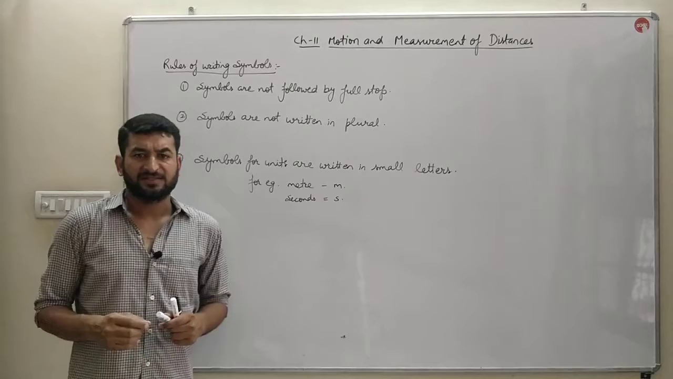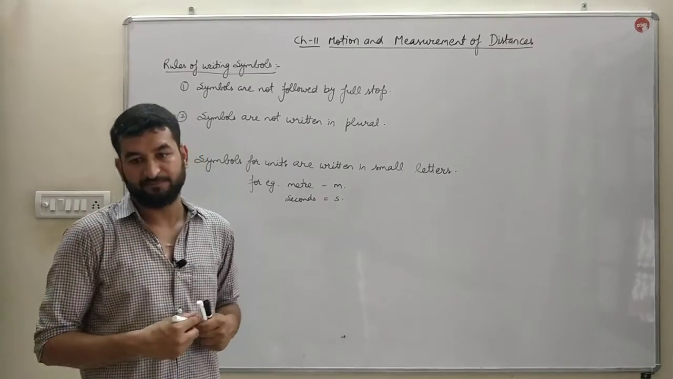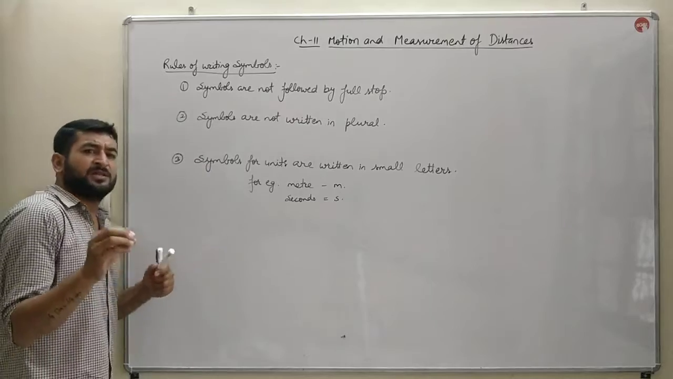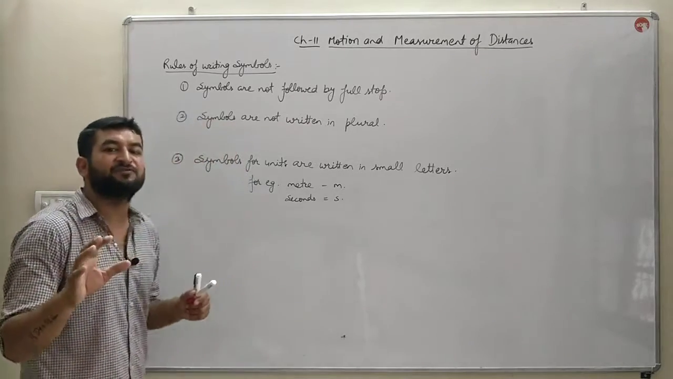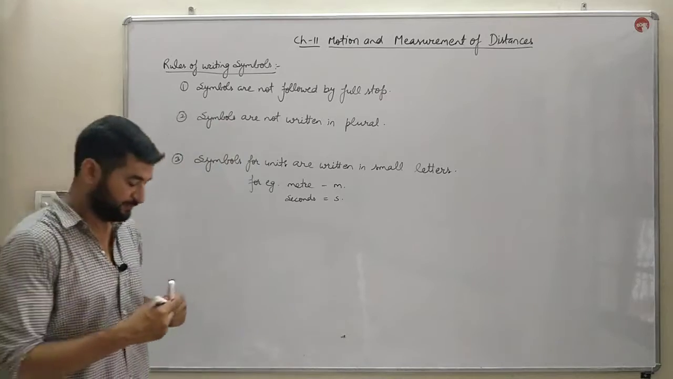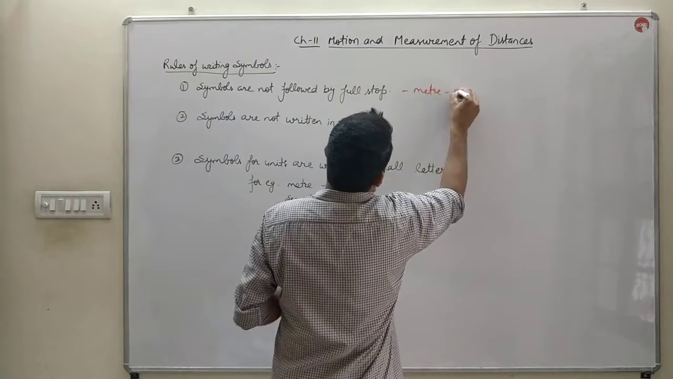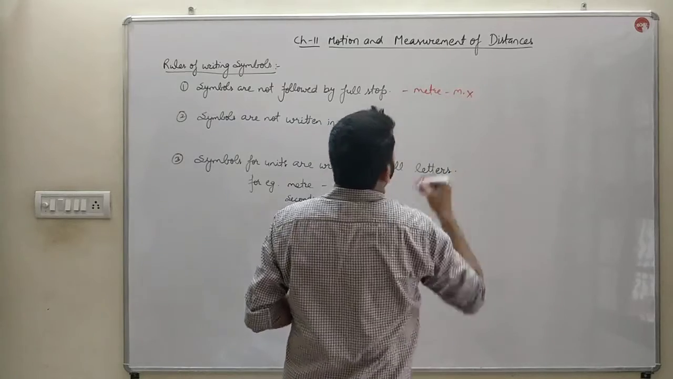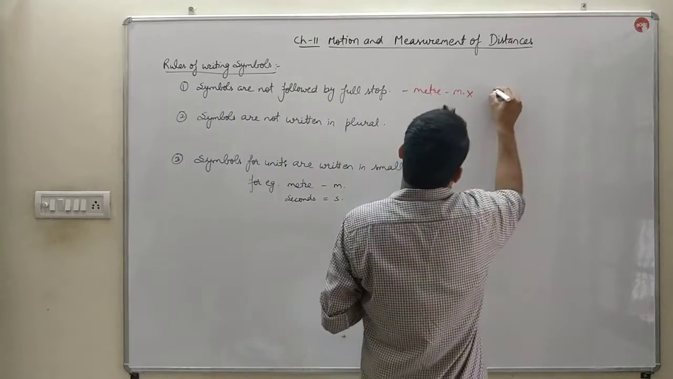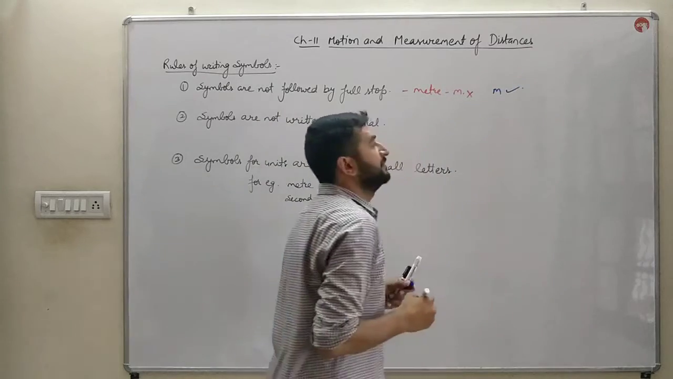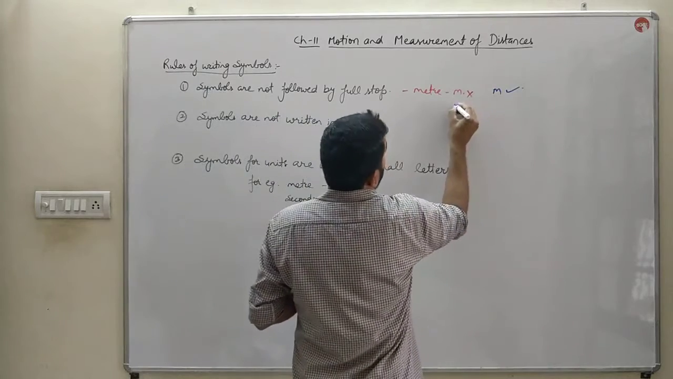Now we'll discuss certain rules to write the symbols of the units. The first rule is that unit symbols are always written without the full stop. For example, if you want to write the meter symbol, it is never written with a full stop. A full stop is never put after the unit. It is written like this.